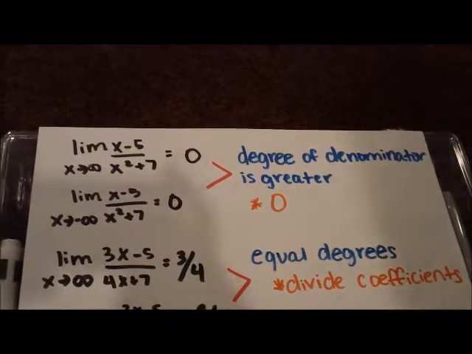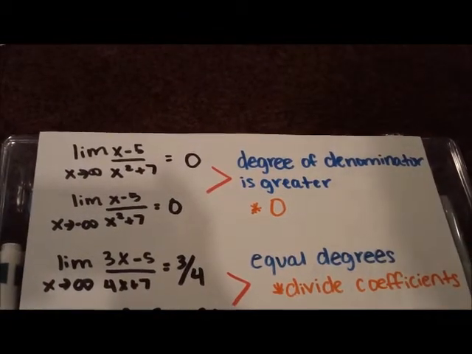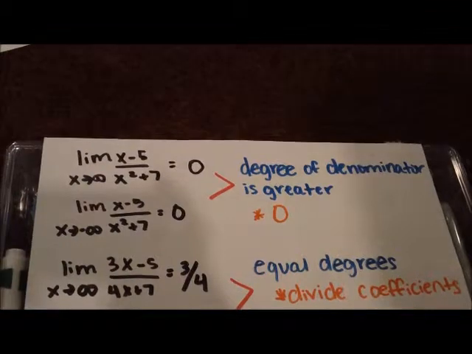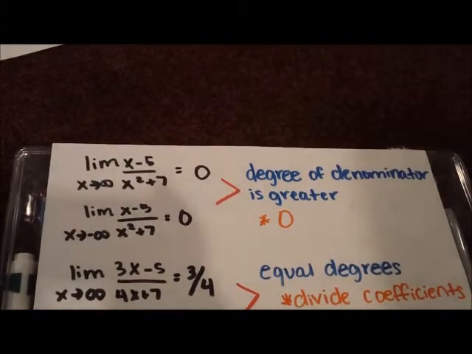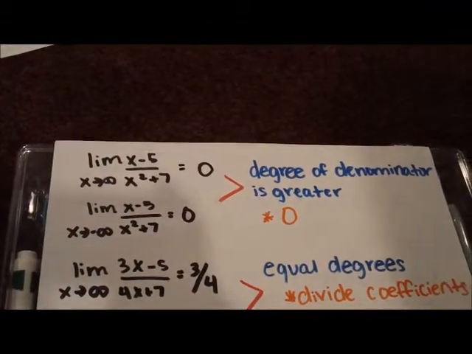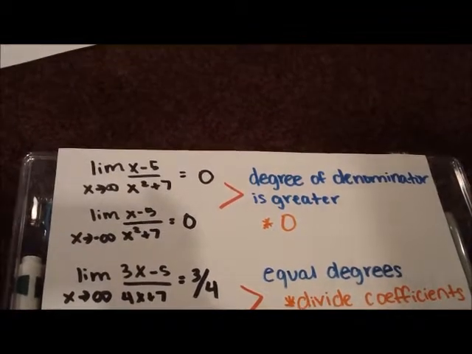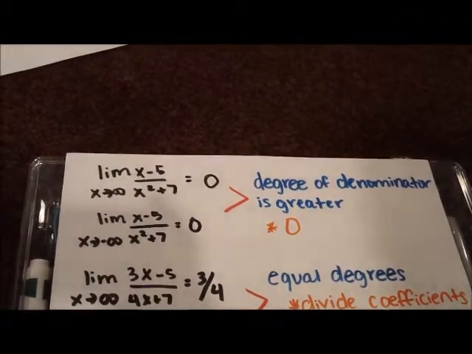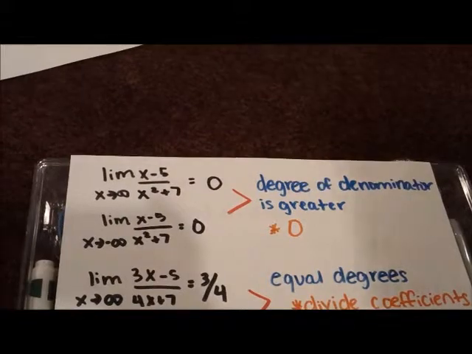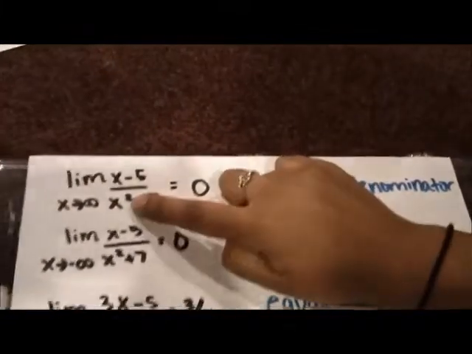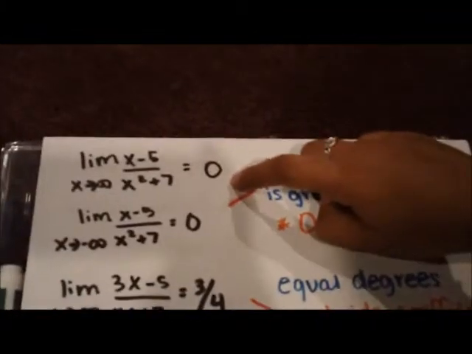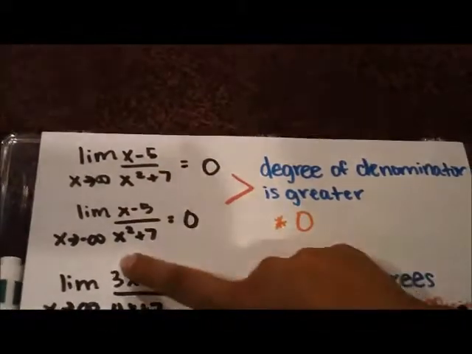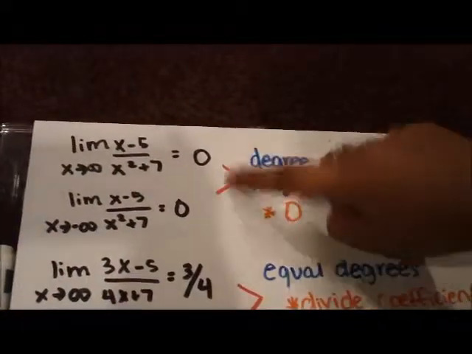So a couple of ways in which we can determine the limit of certain functions when approaching infinity or negative infinity is by looking at the degrees of the denominator and the numerator. In this case, we can see that the denominator has a larger degree, which means that as x approaches infinity or negative infinity, the limit will always be 0.